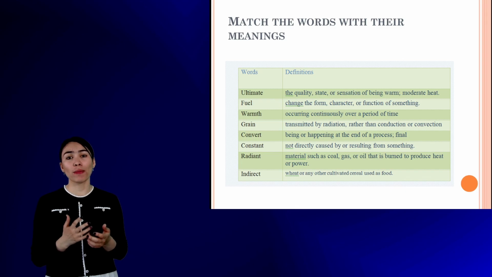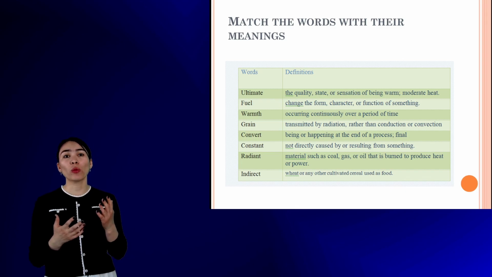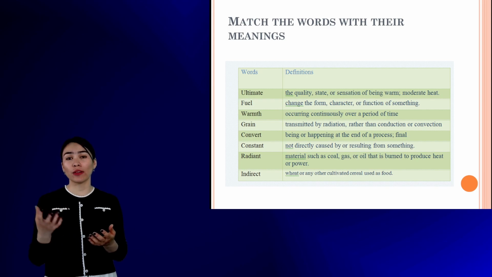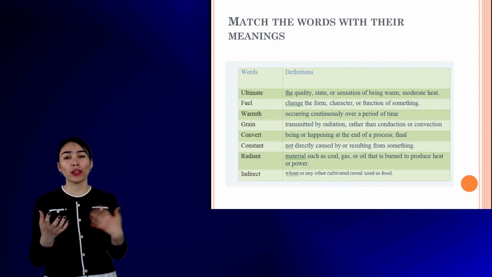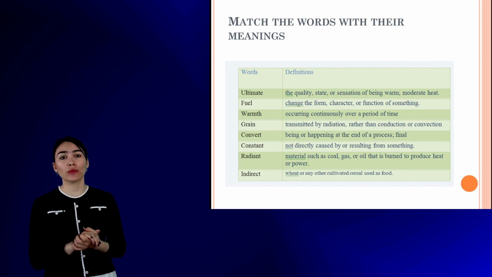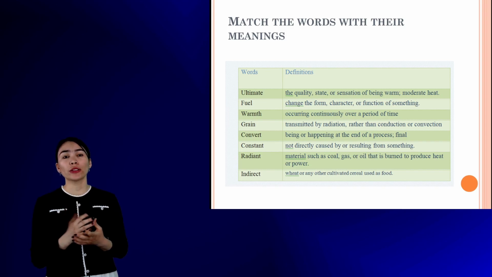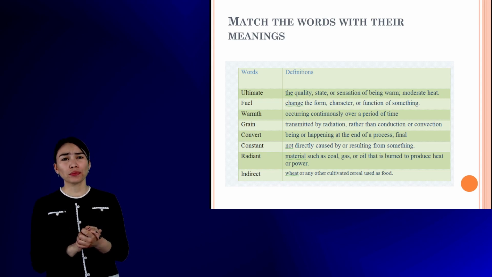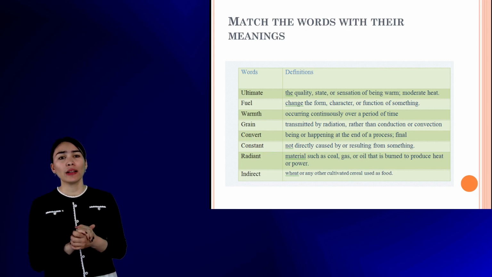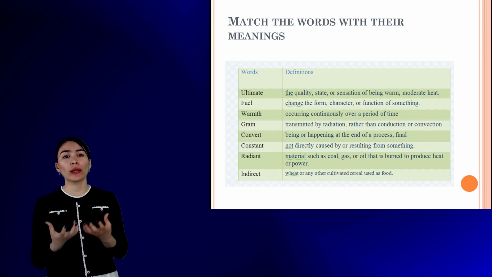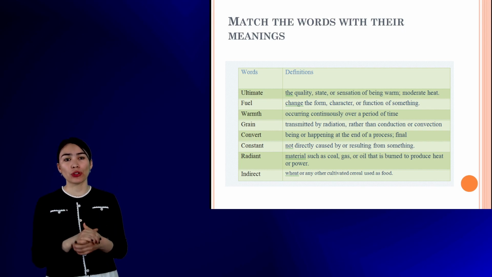The next task is about matching. You are given some words with their meanings, and you have to identify the words and match them with their meanings. Let's do one of them. For example, there is the word fuel. Fuel is material, such as coal, gas, or oil, that's burned to produce heat or power. That's called fuel. The others you can do with your classmates or by yourself.